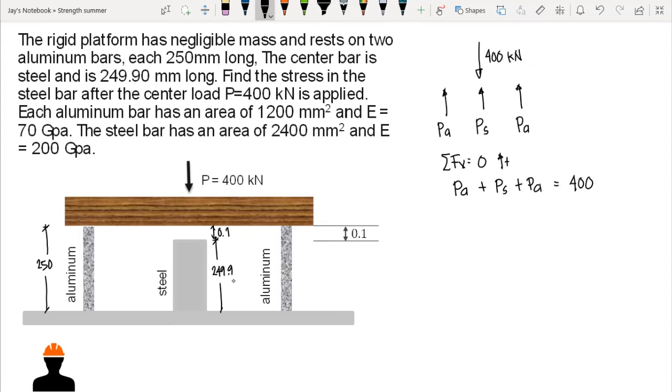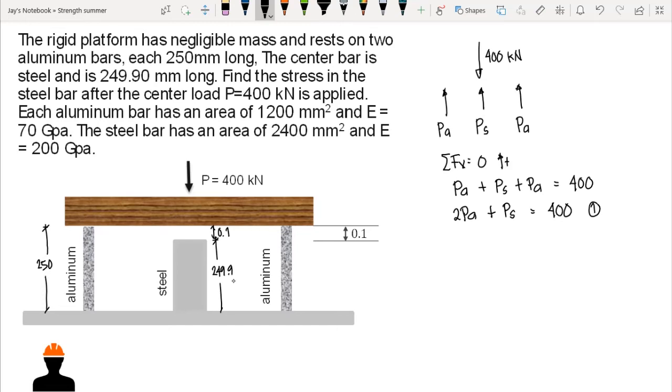Take note, since we have the same material of aluminum and they are symmetrical, the aluminum bars have the same axial force. Therefore, we have 2PA plus PS equal to 400. This would be our first equation. But we need to come up with another equation so that we could compute the unknown forces. Since we have two unknown forces here, we should come up with two equations as well. The number of unknowns should be equal to the number of equations.